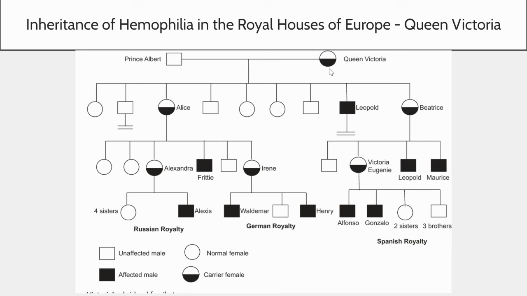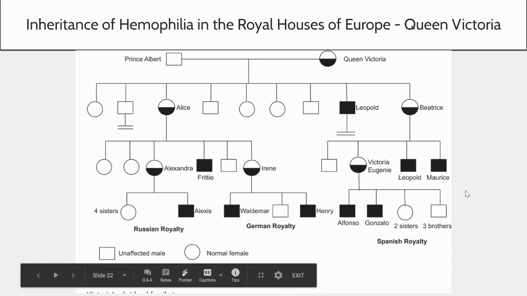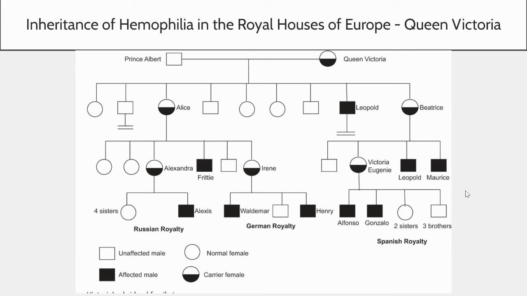You can see in this pedigree that many females are actually carriers of it, and then the males, they end up actually having the genetic condition of hemophilia. So hemophilia is an X-linked recessive disorder that mostly appears in males, but the females would be the carriers, and they're the ones who actually pass that hemophilia gene on to their sons.